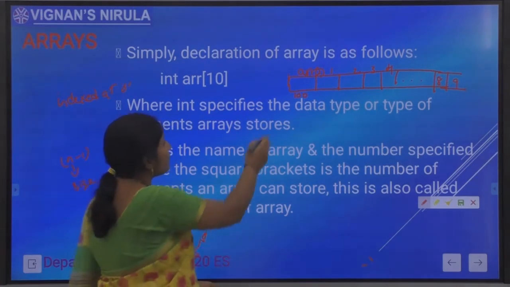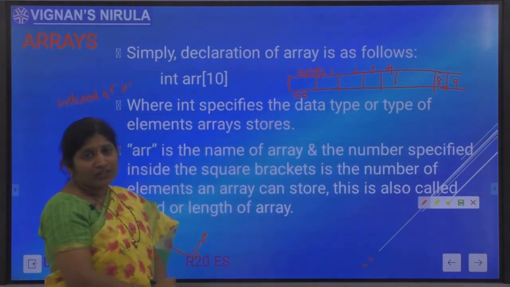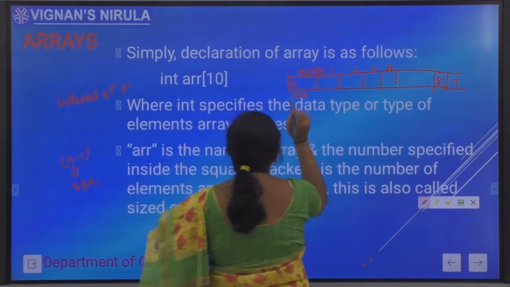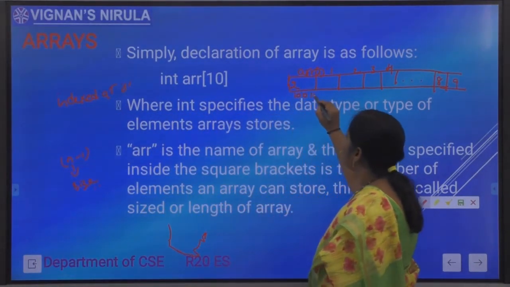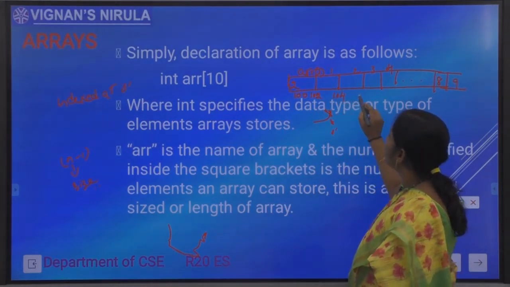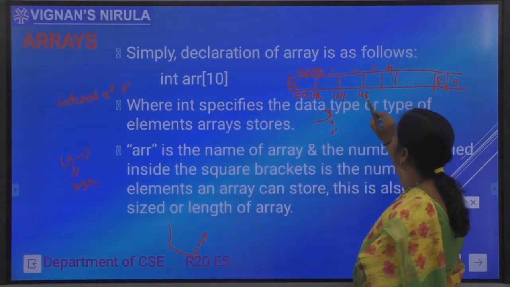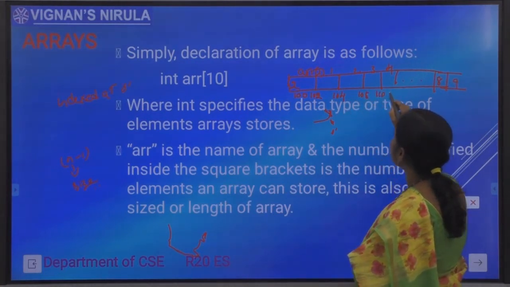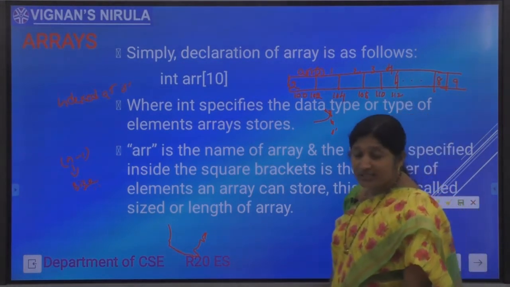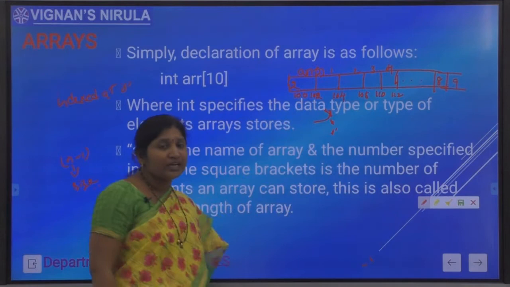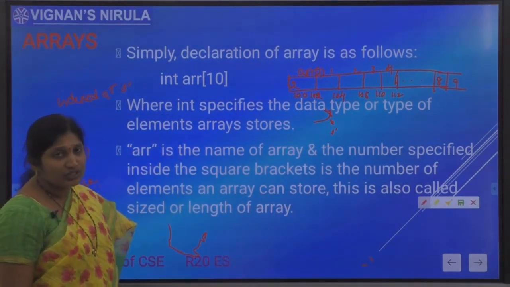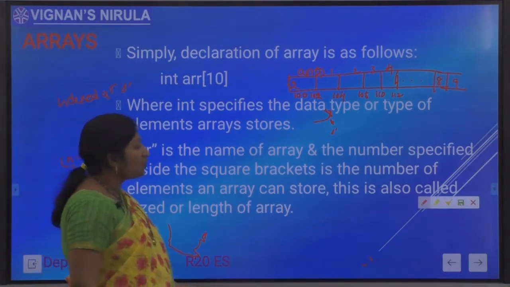How much memory is required for ARR[0]? As you already know, an integer takes 2 bytes. ARR[0] takes 2 bytes, 100 to 102. So ARR[1] is 102 to 104, ARR[3] is 108 to 110, and ARR[4] is 110 onwards. Likewise, all the array elements will be stored in continuous memory locations. So this is about arrays.